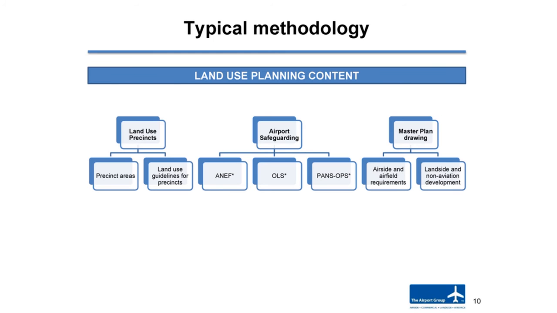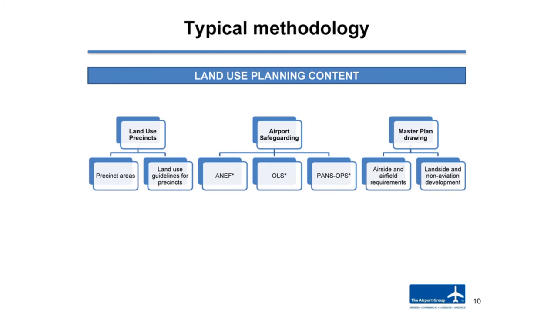The airport safeguarding elements may include ANF, OLS and PANS-OPS. So the inclusion of these would typically depend on any existing plans for these that might already be in place, or if anything notable has changed based on current plans. So for example, if the runway dimensions change, which would change the protection surfaces requirements, or an ANF that needs to be updated if it already exists based on the revised forecast.